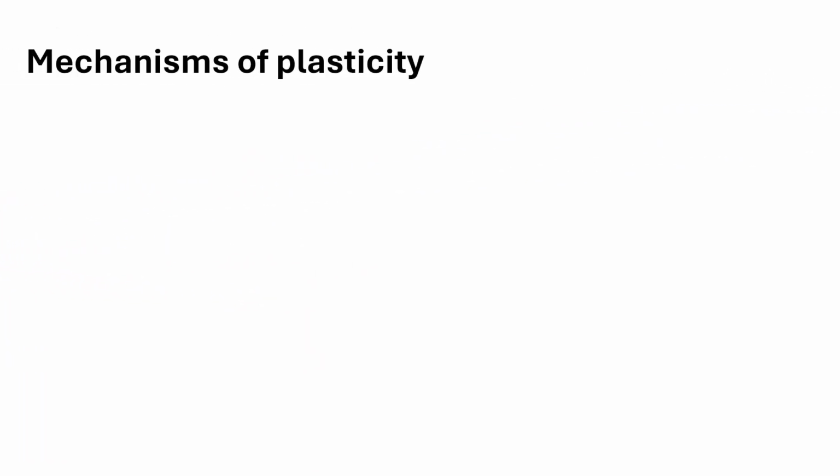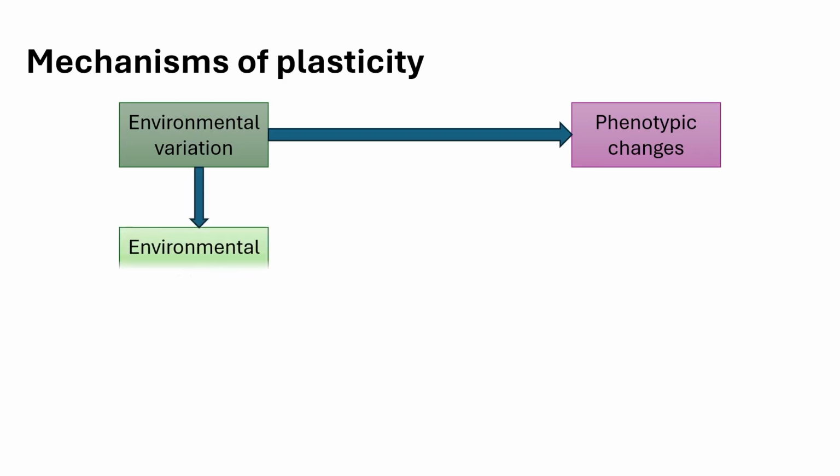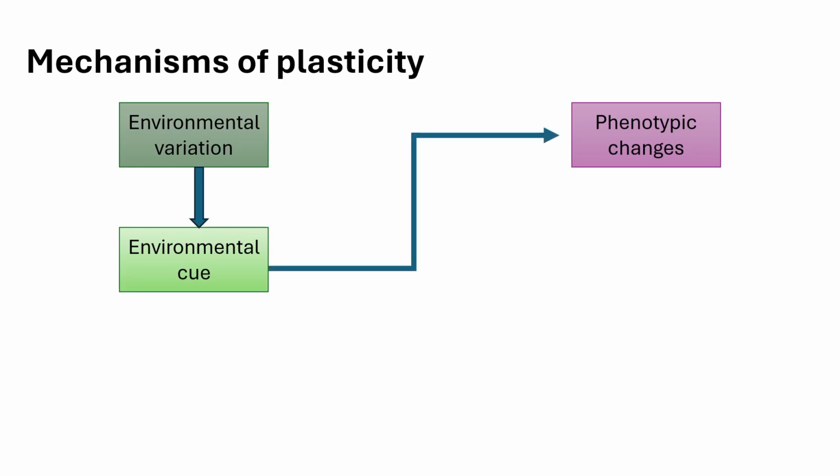It is clear from the previous examples that the expression of plasticity is dependent on changes in the environment. But how do organisms detect these changes? Most of the time, organisms rely on environmental cues that indicate a change in the environment. These cues are reliable, easy to detect signals that help predict the upcoming environmental changes, allowing for sufficient time for the phenotypic change to occur.